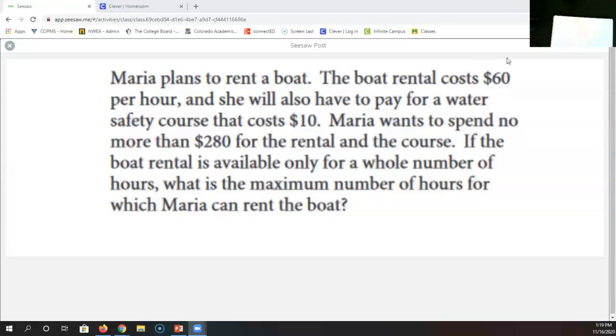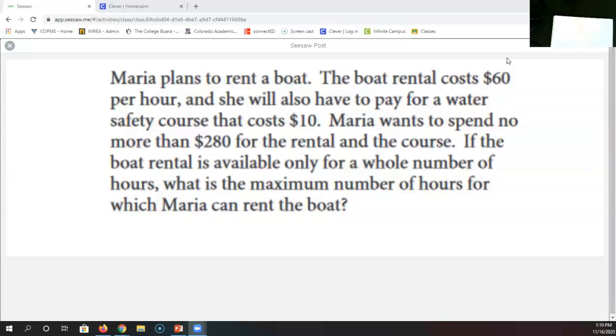So on the bell work, it says Maria plans to rent a boat. The boat rental costs $60 per hour. She will also have to pay for a water safety course that costs $10. Maria wants to spend no more than $280 for the rental and the course. The boat rental is available only for a whole number of hours. What is the maximum number of hours for which Maria can rent the boat?